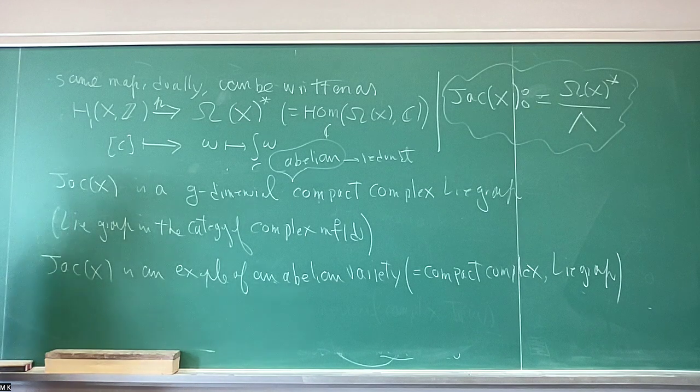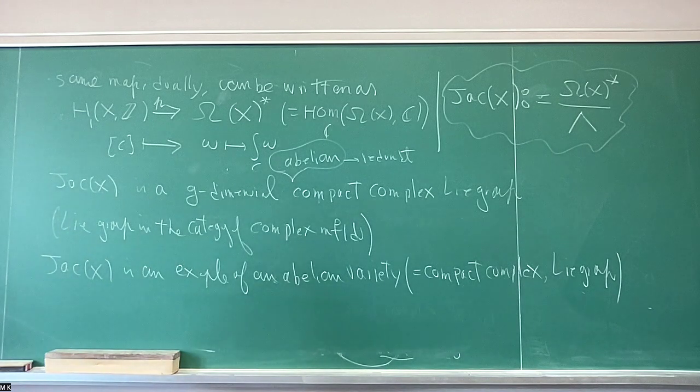Any question about this? Yeah. So if I have X a modular curve of genus at least 2, can I construct the stable Jacobi map algebraically without integrals?